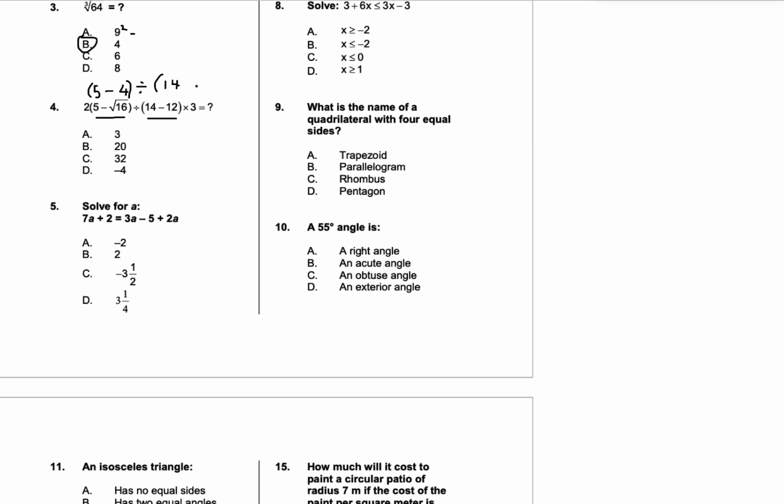So maybe, let me see. Times 3. And this one is times 2. Yeah, so essentially this becomes 2 times 1, which is still 2. 2 times 1 divided by 14 minus 12 will be 2. Okay, that would be 2 times 3. So this should be 6.